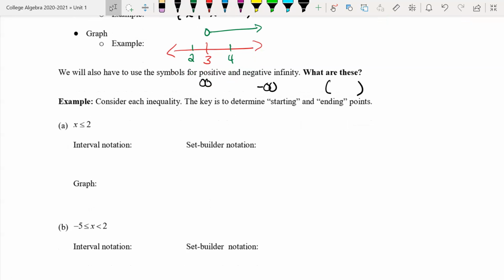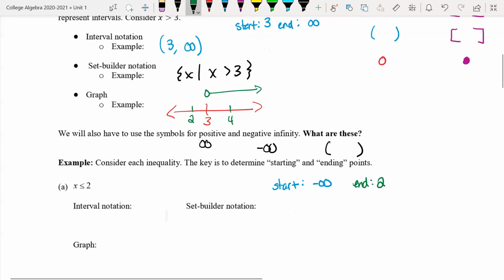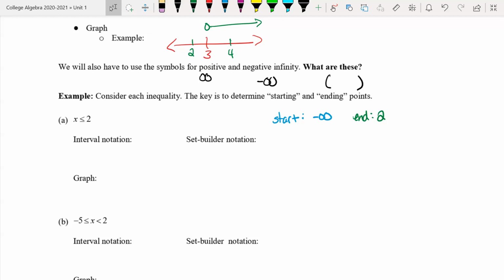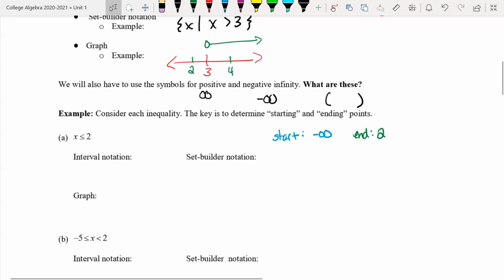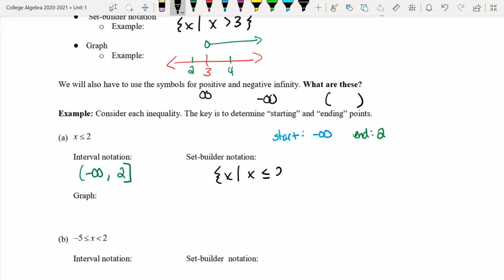So again, I talked about starting and ending points. X is less than or equal to 2. If I say less than or equal to, I'm going to start at negative infinity and end on my number. Notice these just have one inequality sign, whereas the next example has 2, so pay close attention to that. In interval notation, I start at negative infinity and go to 2. I have to use a bracket this time because it's less than or equal to. Set builder notation, say x such that, and I just copy down my inequality.